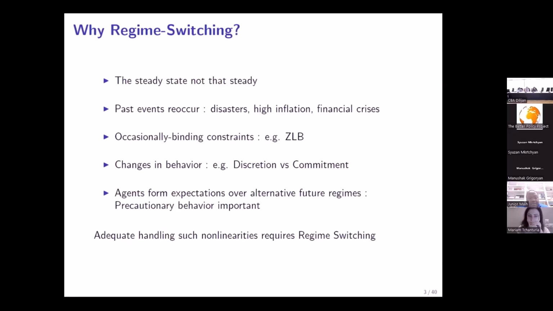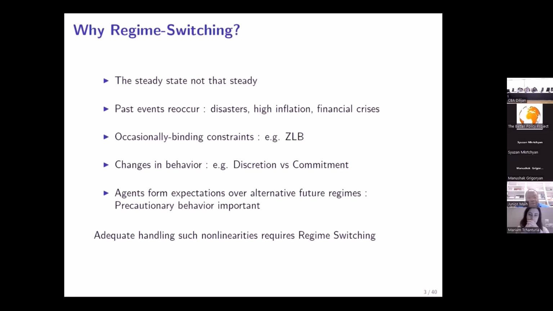We've seen that past events may reoccur. We have disasters, we have high inflation, we have financial crises, just to mention a few. I've been amazed by the way people typically address the question of the zero lower bound. And my sense is that it is a regime switching problem, in part because when the central bank reaches the zero lower bound, it starts doing something else.